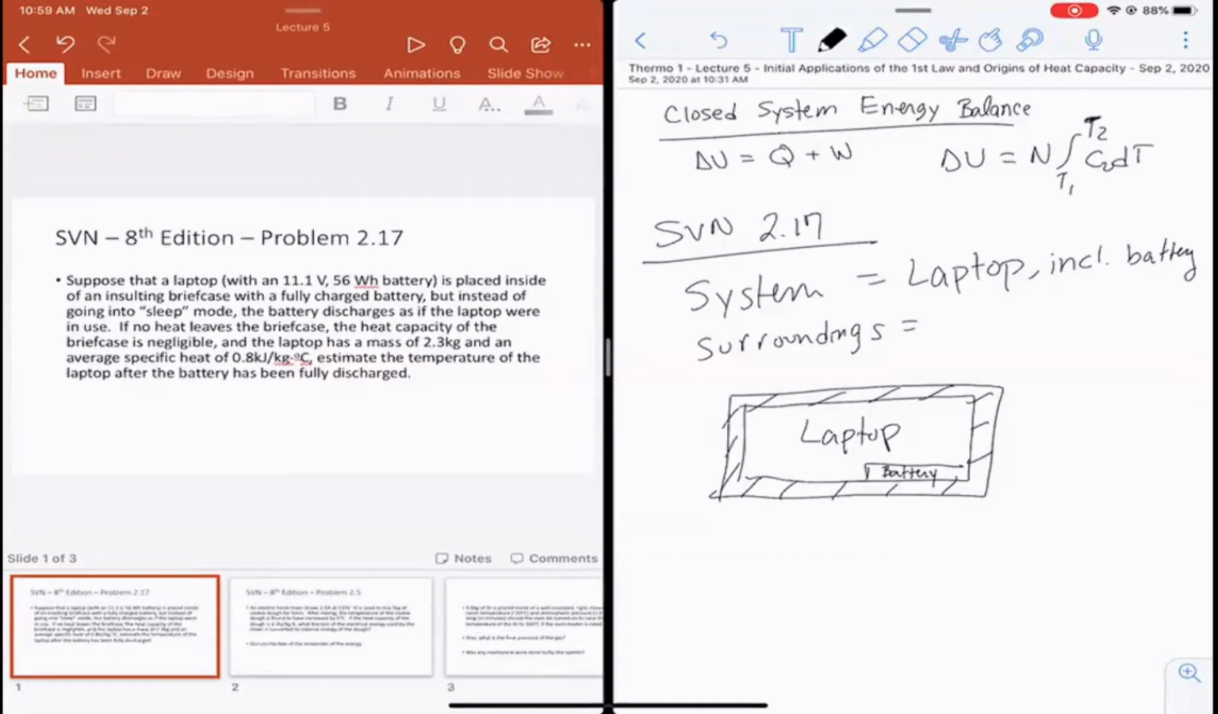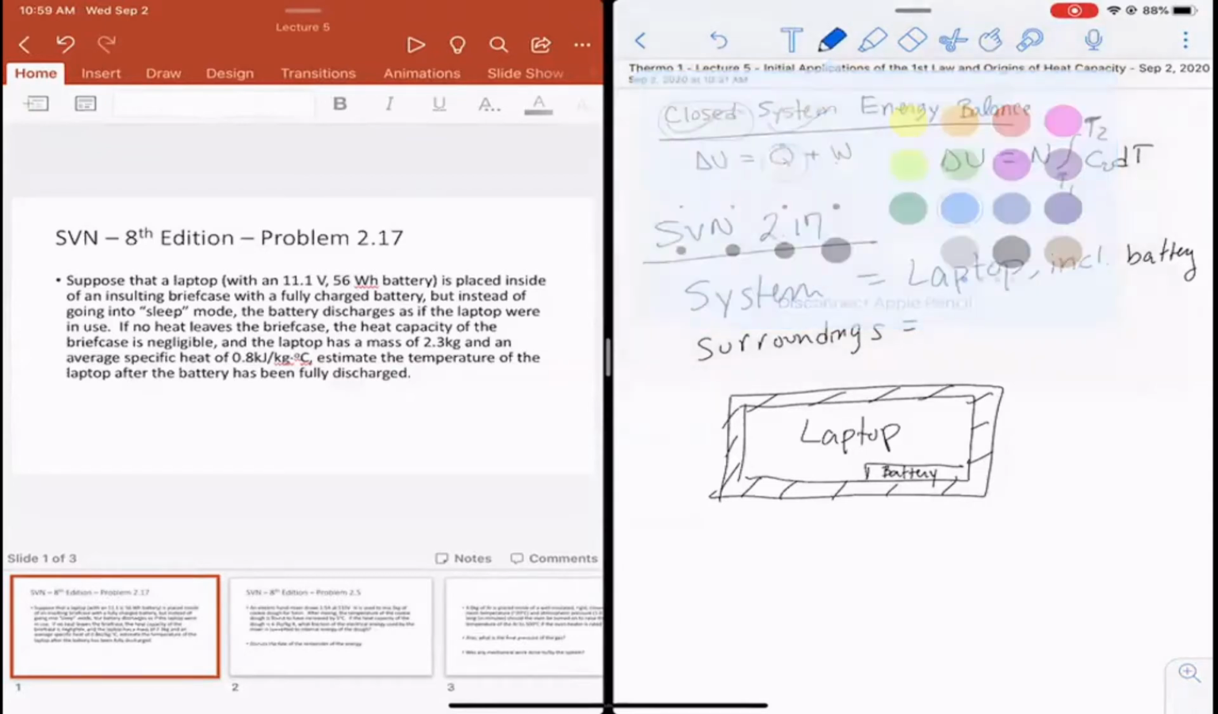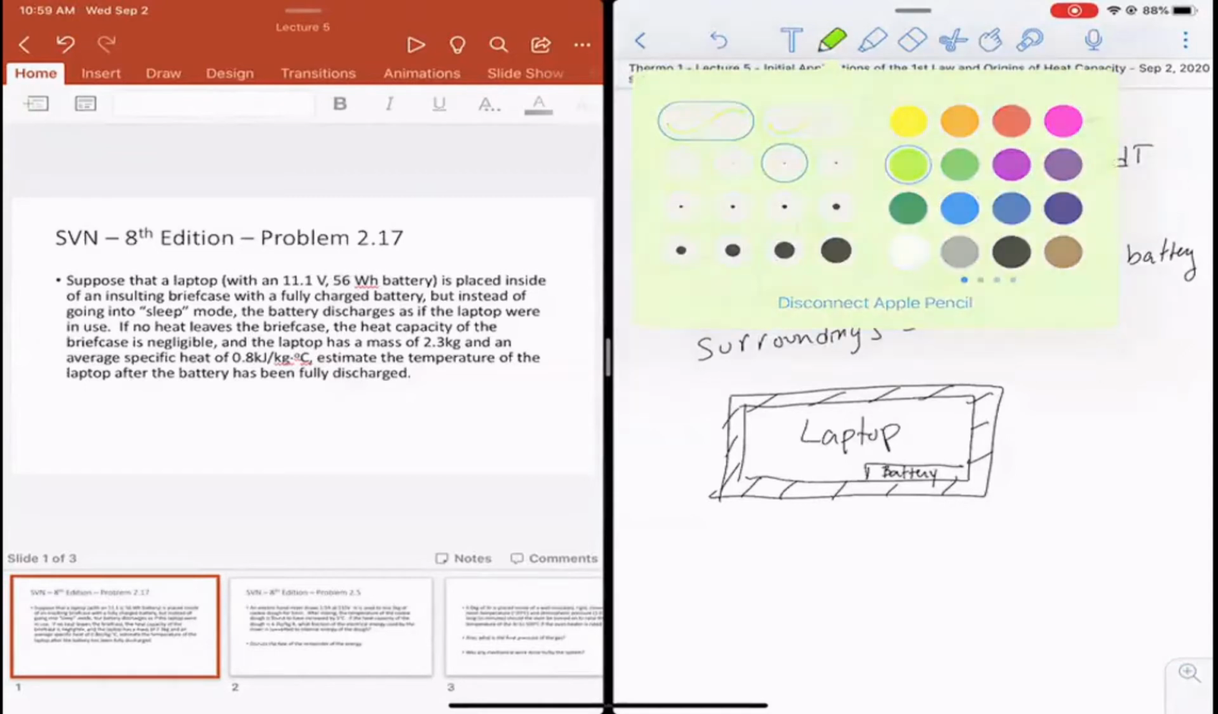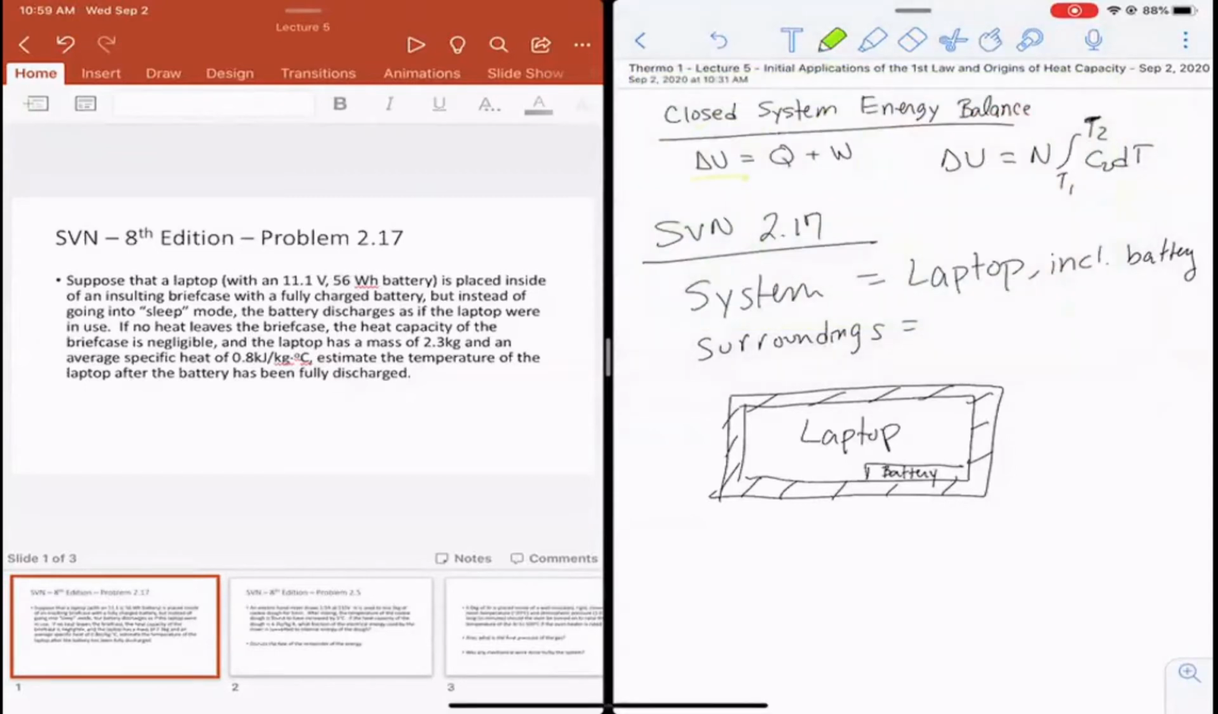So is the temperature going to change in this problem? Yes. So then is the internal energy going to change? Yes, because the temperature changes. Yep, that's right. So absolutely, we're going to have to consider the change in the internal energy.